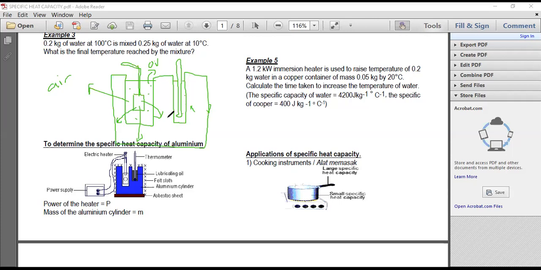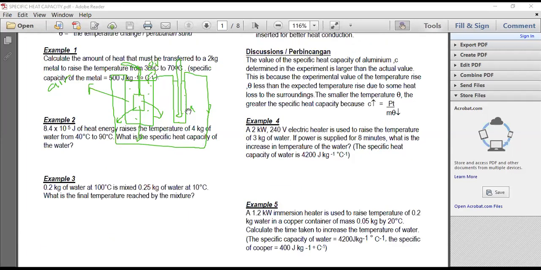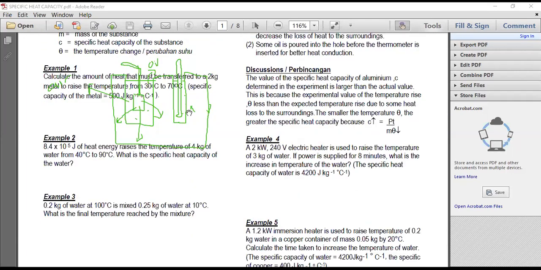So for better thermal contact, that means the heat can be transferred faster to the thermometer, so you can get the reading faster. Okay, that's the first one. The second one: you need to put oil inside the hole for better thermal contact. Okay, one more thing, right?